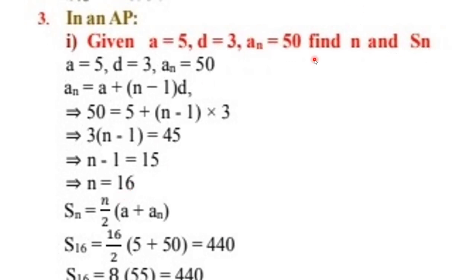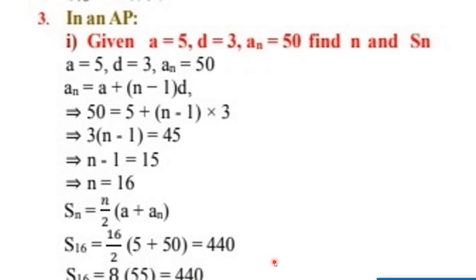Then how to find Sn value, children? You are given a value, d value and n value. And also remember, you know the nth term also, that is an, the last term also you know. Therefore, I can use the second formula, since it is very easy to calculate. Sn is equal to n by 2, a plus an. So that is n value 16, 16 by 2 into, what is a value? a is 5 plus an is 50. So 50 plus 5 will be 55. So 2 ones are 2, 2 8s are 16. 55 into 8 will be 440. The answer you are going to get is 440.